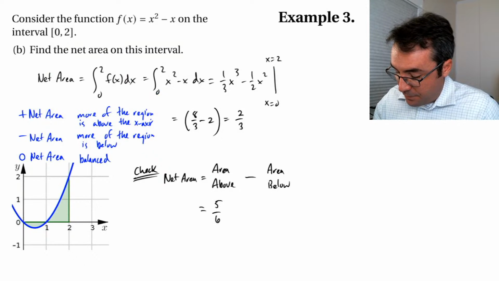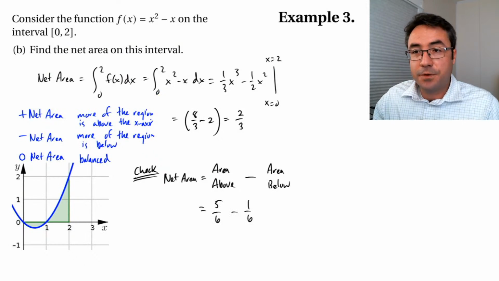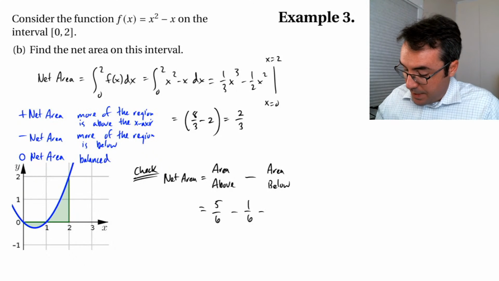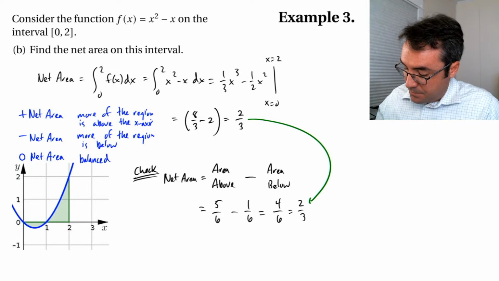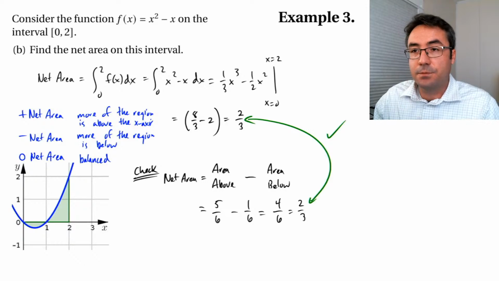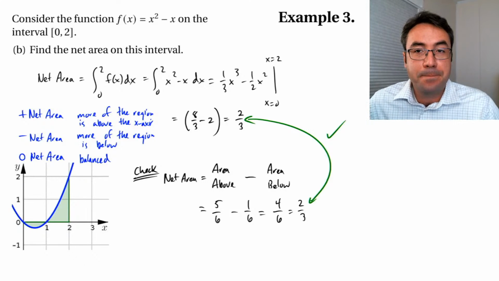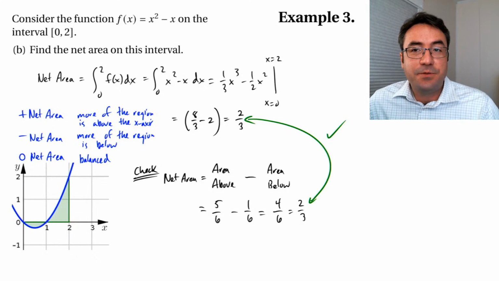So above was 5 over 6, area below was 1 over 6, and what we end up with here is 4 over 6, which is 2/3. So that just kind of confirms what we already calculated here. And we can see, you know, this visually makes sense.